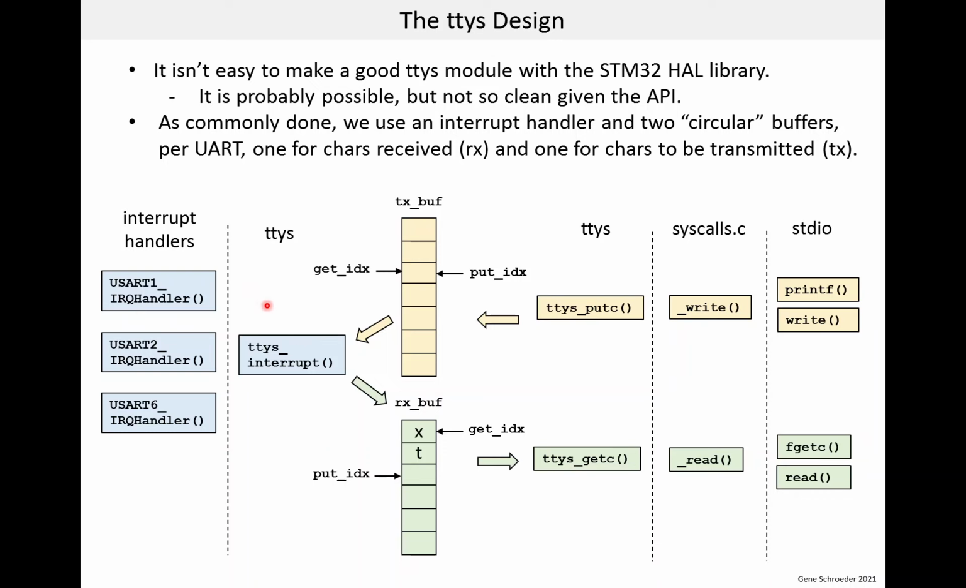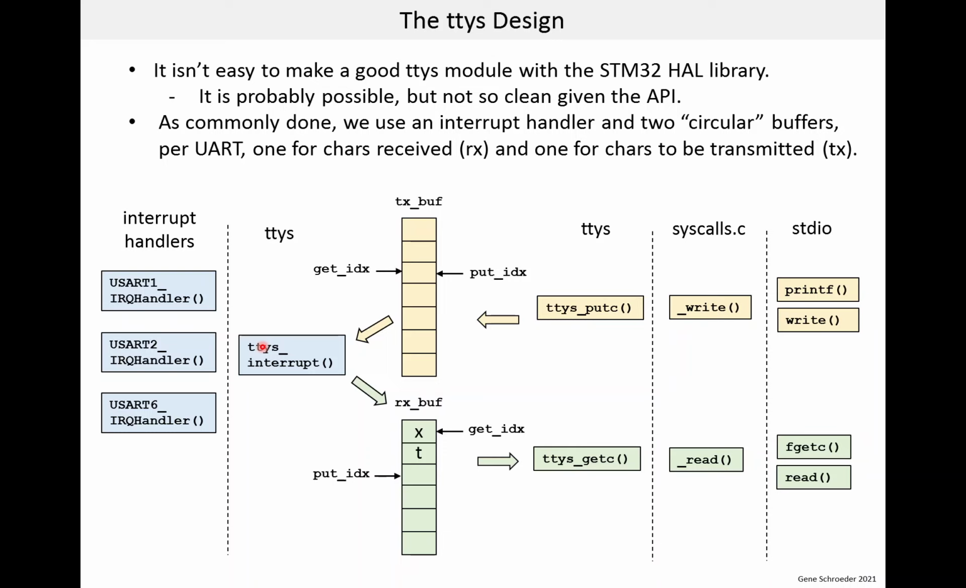To the left of the buffers, we see these interrupt handlers. These are the 3 interrupt handlers for the 3 UARTs. Each of these handlers just calls a common interrupt handler function, ttys_interrupt, passing it the module instance ID. The UART has several possible interrupt conditions. The important ones for this code are interrupting when the UART has received a character and interrupting when the UART is ready to transmit the next character.